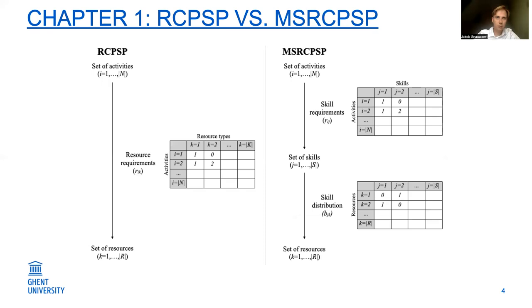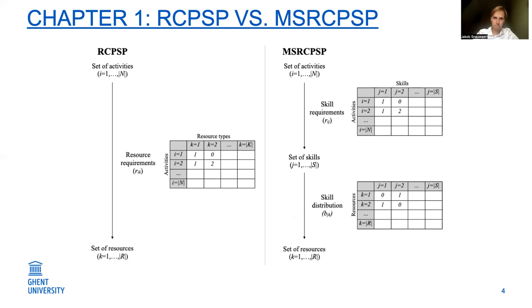Now, of course, in this dissertation, I will look at the multi-skilled extension of the RCPSP, which is called the multi-skilled resource constraint project scheduling problem, or MSRCPSP. And actually the basic problem and the goal of these two problems are exactly the same, but how you get to that goal is changed a little bit. Because for the MSRCPSP, instead of having resource requirements, now you have skill requirements, which are then satisfied by resources that master a set of these skills. So now an activity requires a set of skills, and this set of skills is mastered by the multi-skilled resources that can then execute these skills in the activities.